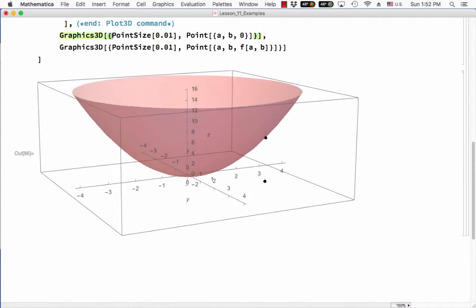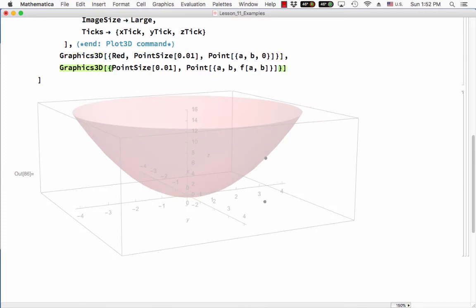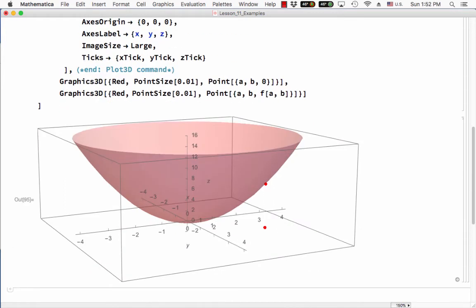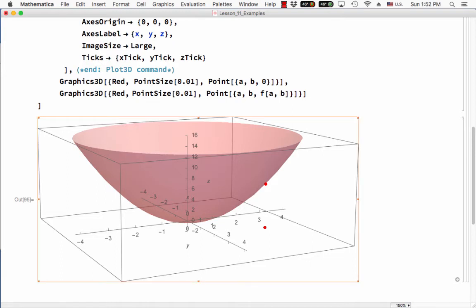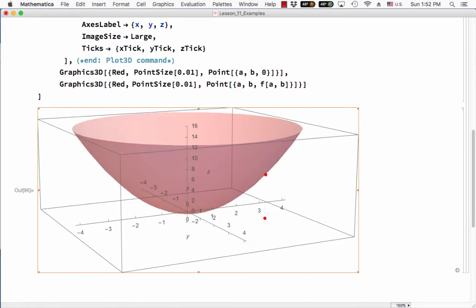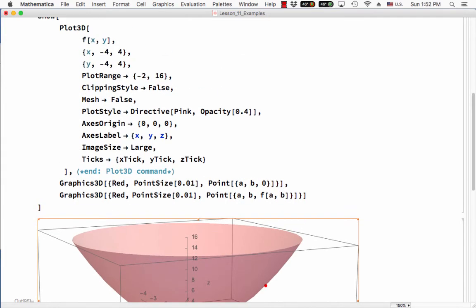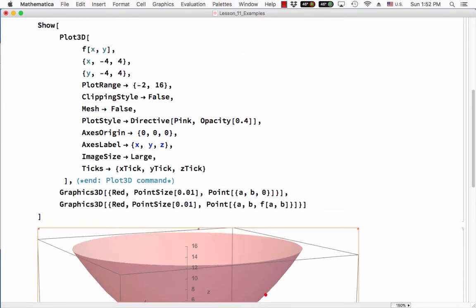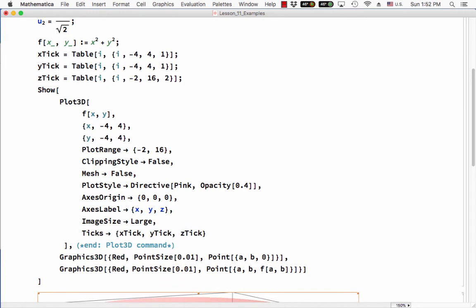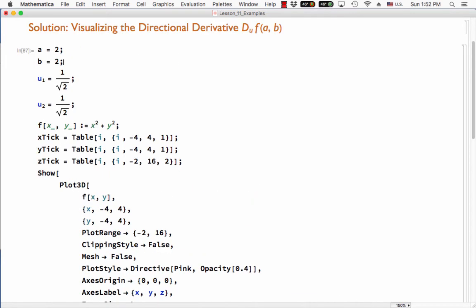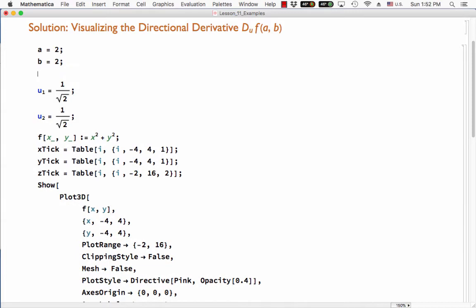Maybe we should do specific colors. So let's call this the red point. Here's the red point. The one on the bottom is going to be the three-dimensional visual of the input point A, comma, B. And then the one on the surface is going to be the point along the surface that we're going to get the tangent line to. Remember that we need a second point along our line. And the way that we got the second point was to move h units along u1, u2. So for now, let's set the parameter h equal to 1.